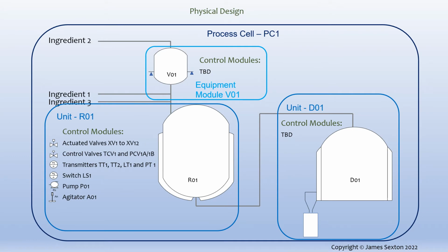So here's what we've got so far in the physical design. A process cell PC1. PC1 contains two units, reactor R1 and dryer D1, and one equipment module, weigh vessel V1. We also identified all the control modules contained in reactor R1. Vessel V1 and dryer D1 will contain a similar assortment of control modules to be defined. I hope you see that creating a physical design is very straightforward if you stick with the definitions of ISA-88.